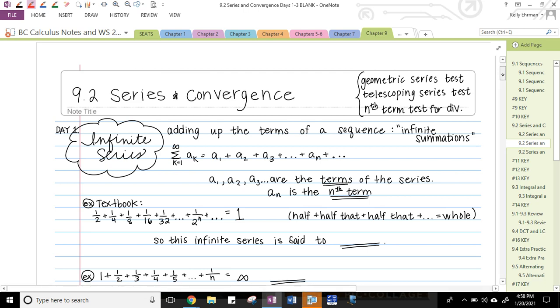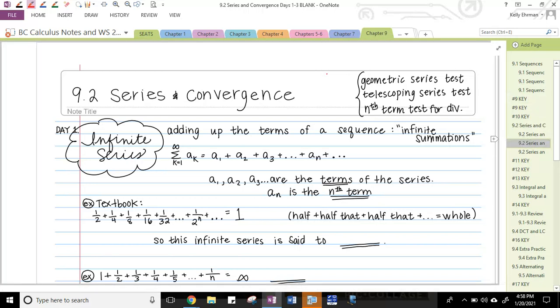Today we're going to start section 9.2, and you can see this is split into 3 days of notes. For our first day, we're going to start talking about infinite series. You might have heard me slip up a few times and talk about series instead of sequences in that first section, and that's because the rest of the chapter, we are pretty much going to be talking about series.